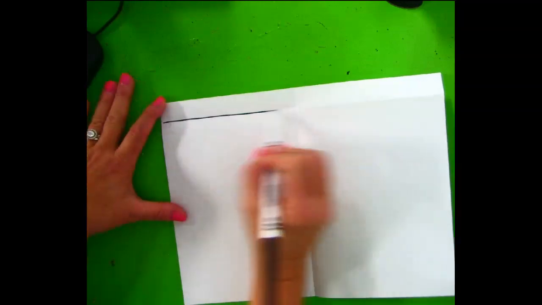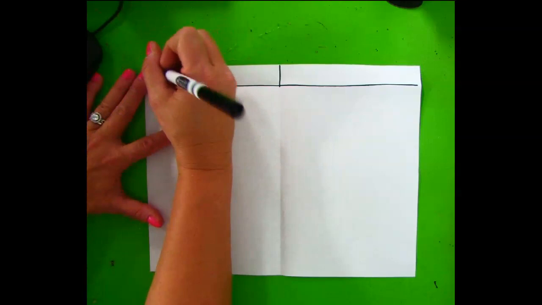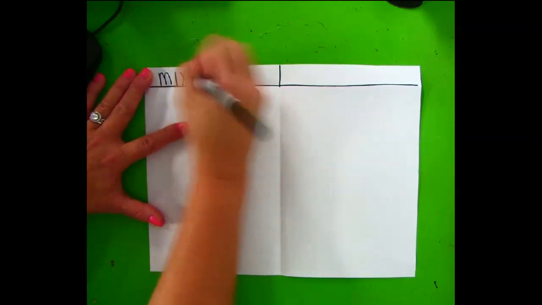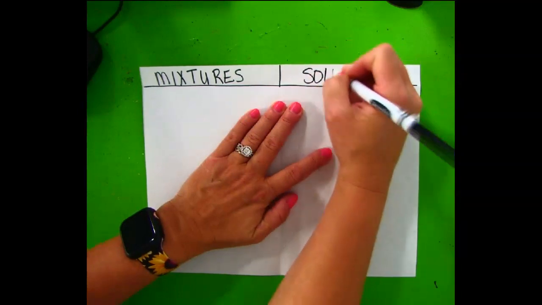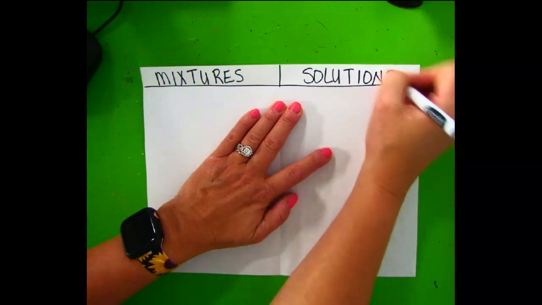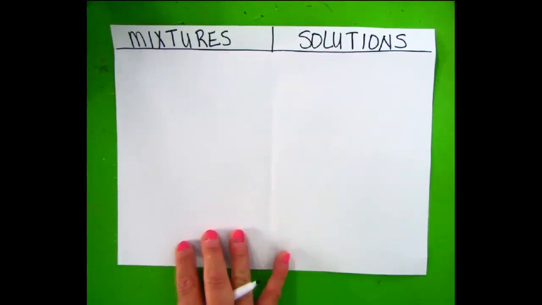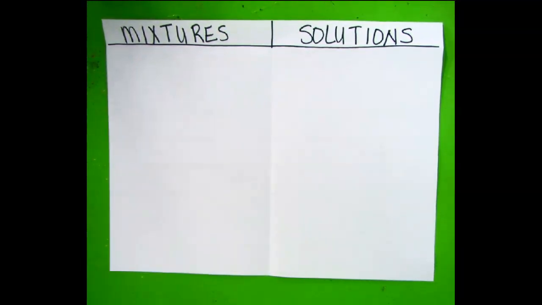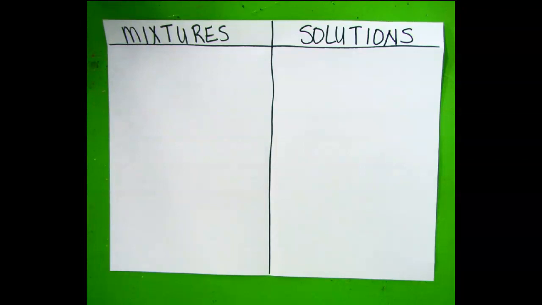This is mixture. So I'm going to make the left mixtures. The right is solutions. Zoom in a little bit. All right, the first thing I want to do is give y'all a second to do that. Mixtures and solutions.